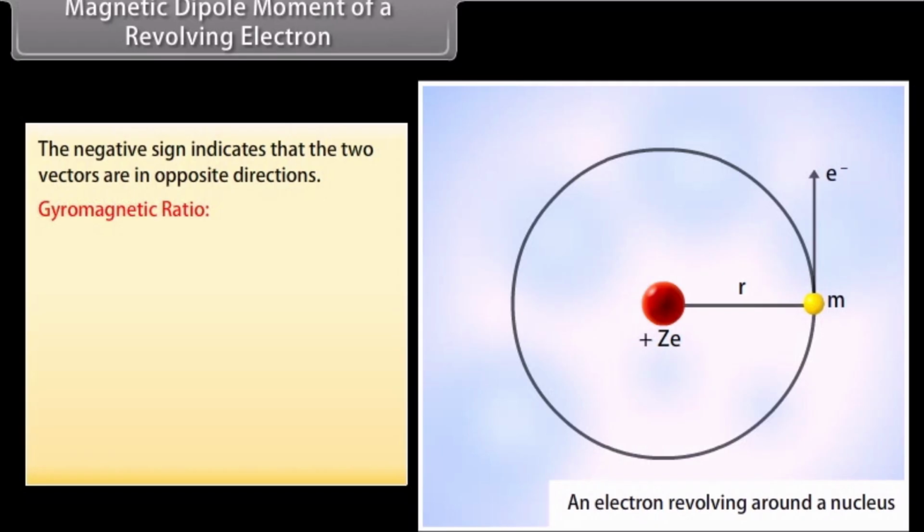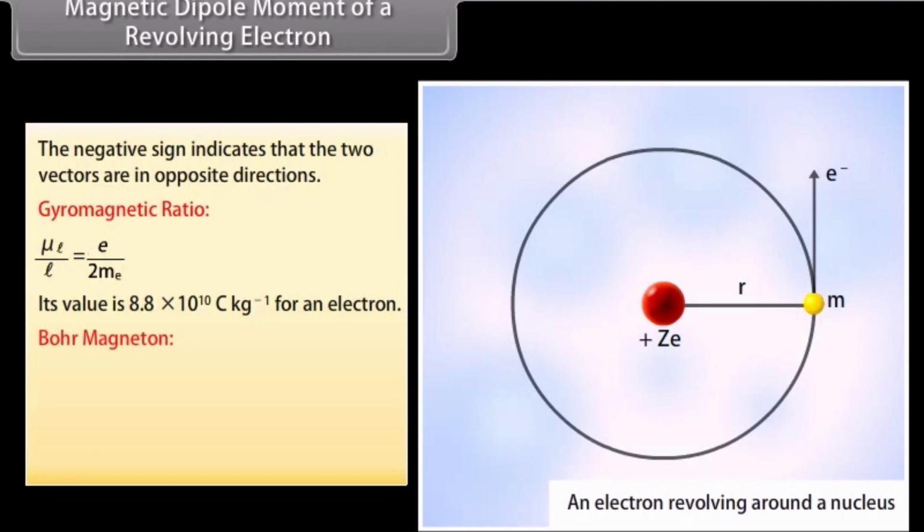Gyromagnetic ratio. Mu_l upon l is equal to e upon 2 m_e. Its value is 8.8 into 10 raised to the power 10 coulomb per kilogram for an electron. Bohr magneton. Mu_B is equal to e h upon 4 pi m_e. Its value is constant and equals 9.27 into 10 raised to the power minus 24 ampere meter square.